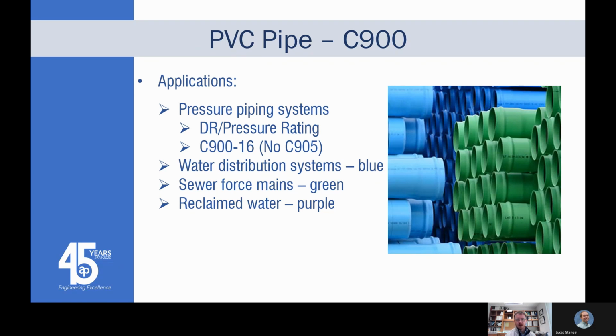And then, as you guys know, just a note, there's obviously a color coding system. For your water distribution systems, you've got the blue pipe; for sewer force mains, green pipe; and if we have reclaimed water, like an irrigation system where we're coming out of a lagoon and going to an irrigation site, that pipe is purple. Anything to add there, Lucas, for PVC pipe? No, I think you covered that pretty well.